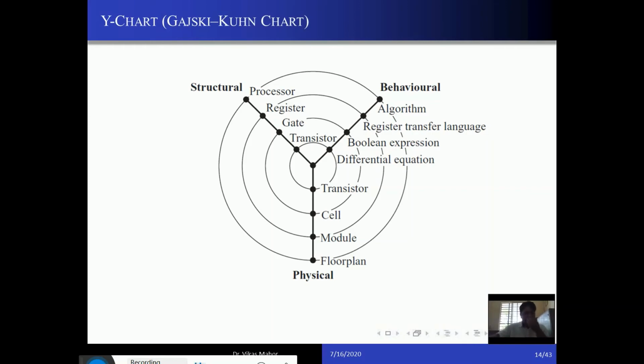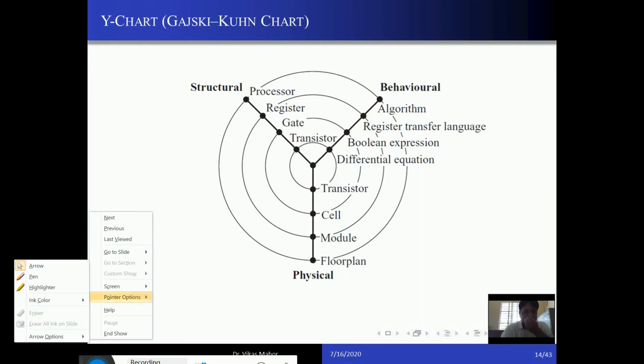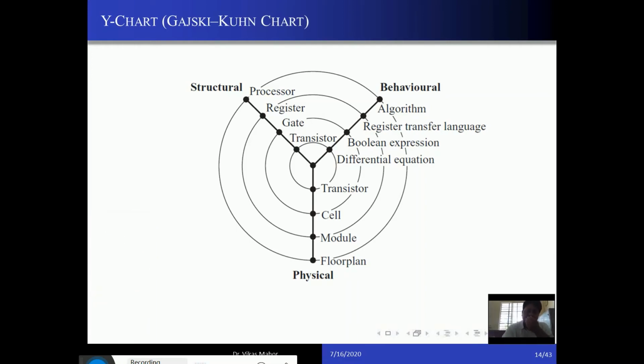It is named by the scientist Gajski-Kuhn, the Gajski-Kuhn chart. He designed a chart in three domains: behavioral, physical, and structural. As I've already told you, he explained how to design in the behavioral domain.